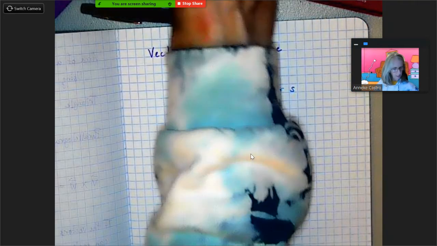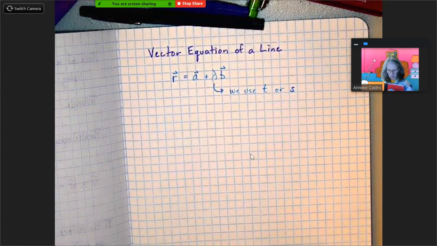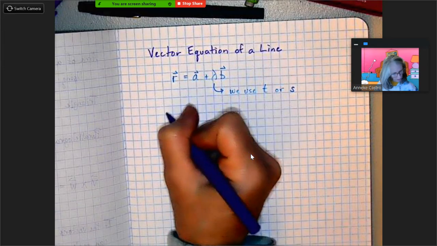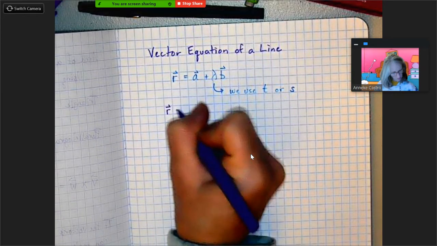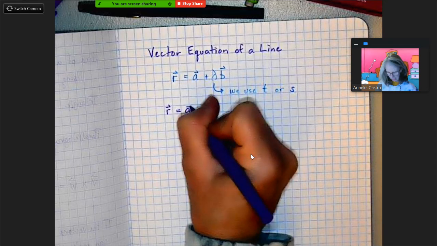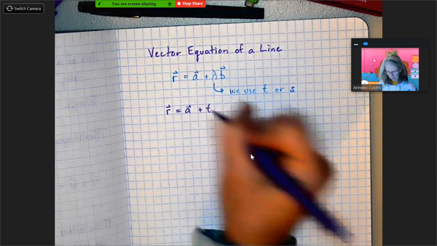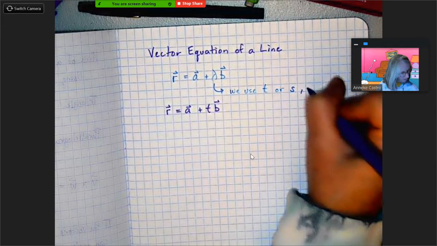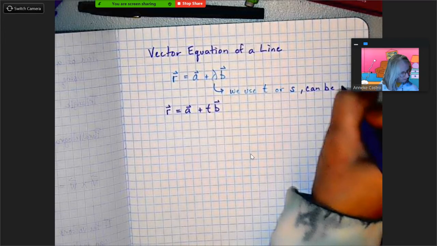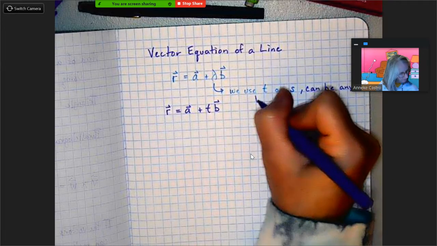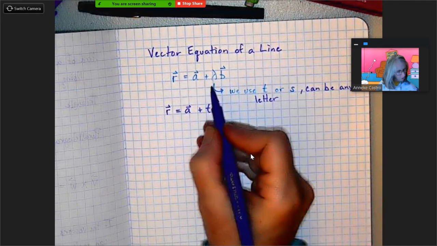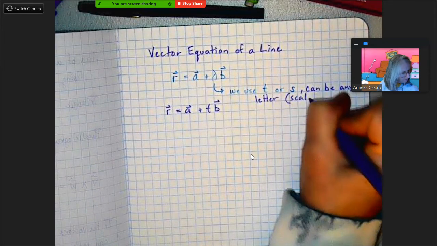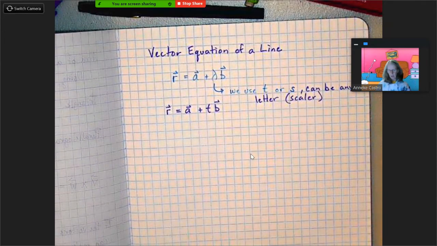I was going to try and use different colors, but I really just like my purple pen. So we are going to be using this one. This is what we've been using with our textbook. We've been using the letter T, but like I said, it can actually be any letter. And it's a scalar. It's a number that you multiply with the vector.